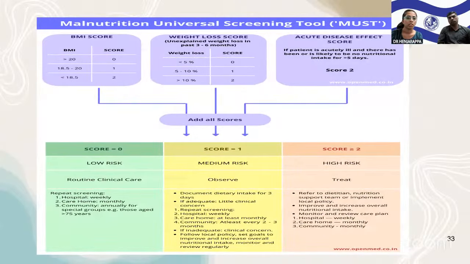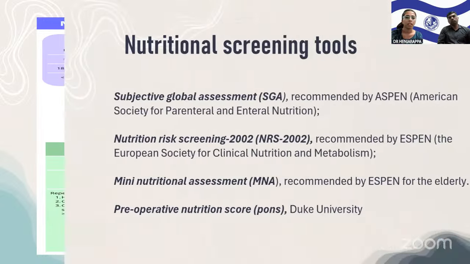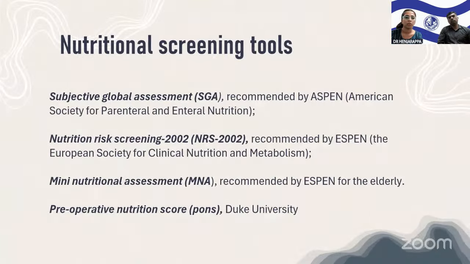This is the Malnutrition Universal Screening Tool, MUST, which is based on BMI score, weight loss score, and acute disease effect score. Based on these scores, it is categorized into low risk, medium risk, and high risk. In low risk, routine clinical care is enough. In medium risk, observation of the patient is important. In high risk, treating the malnutrition is important. And these are other nutritional screening tools: subjective global assessment, nutrition risk screening, mini nutritional assessment, and preoperative nutrition scores.